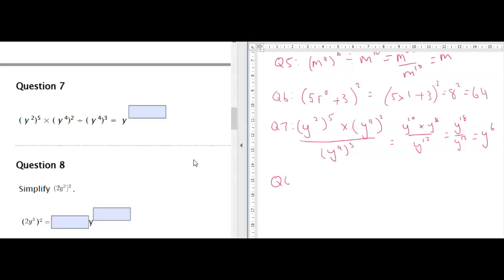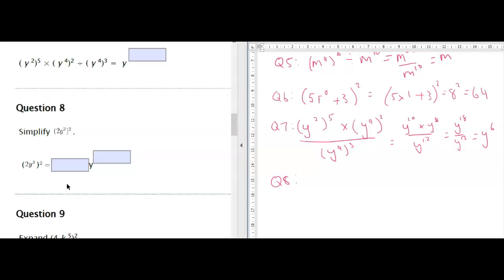All right, question 8. Simplify. Everything inside the bracket is taken to the power of 2, so don't forget that coefficient of y. So 2 to the power of 2, and then we multiply these powers. 2 to the power of 2 is 4, so it's 4y to the power of 6. Question 9.